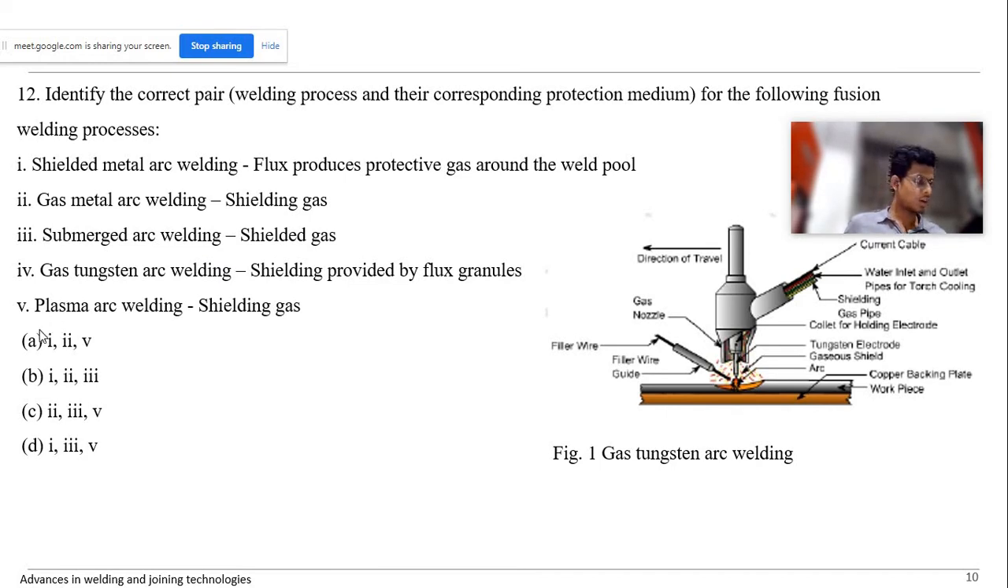So the option for 12, I think these two are wrong, so 1, 2, and 4. So 12A is the correct answer. Even the figure also explains gas tungsten arc welding.